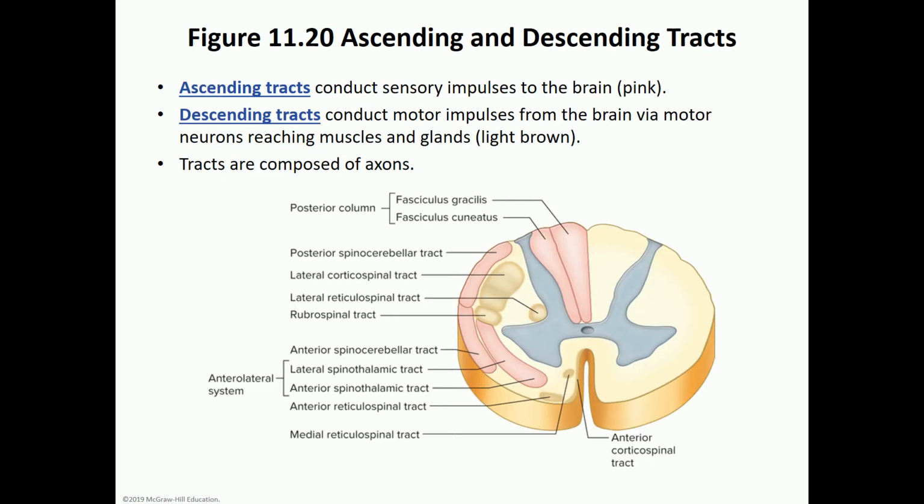Now for the tracts of the spinal cord, some of them, as we said, are ascending. Those are your sensory ones, and those are in pink in this image. And we also have descending tracts, and those are motor ones, and those are the light brown ones in that image. Okay, these tracts are made out of the axons of the neurons, so they are not the cell bodies or the dendrites, but they are the axons.